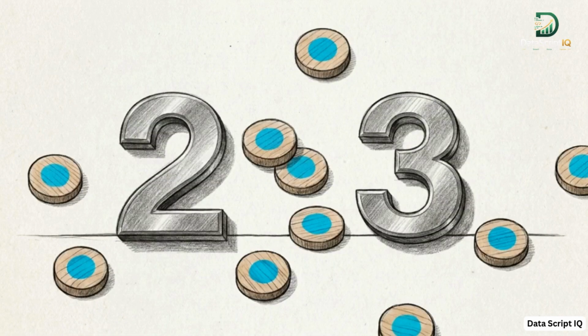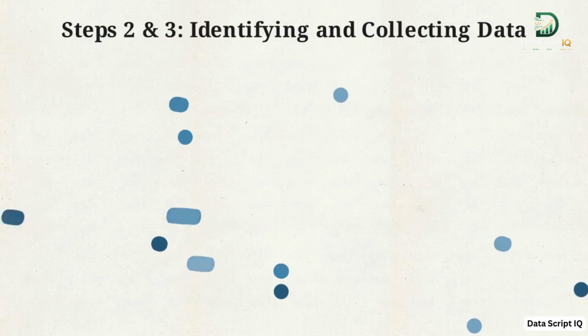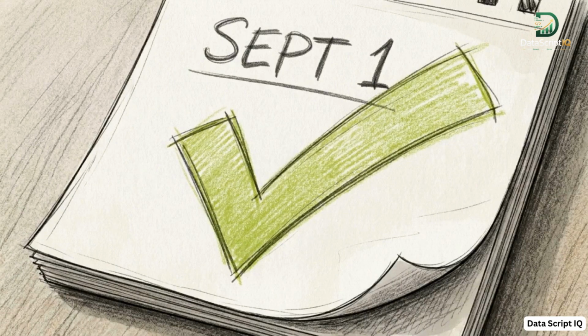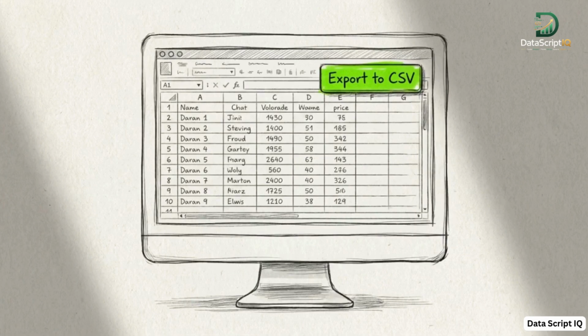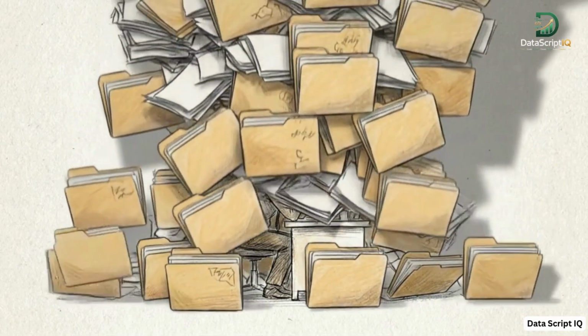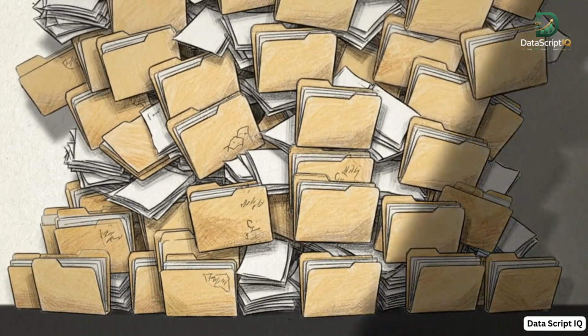Now that we have a specific direction, we move to steps 2 and 3, identifying and collecting our data. We don't need every file the company owns. We just need the fields related to our question, like student enrollment dates, student quiz scores, and time spent learning, which we can export into a usable CSV file. Notice how starting with a focused question tells you exactly what data to pull. This prevents getting buried under a massive dump of irrelevant records.